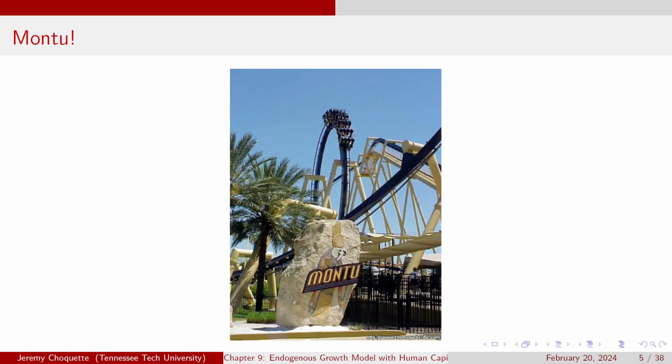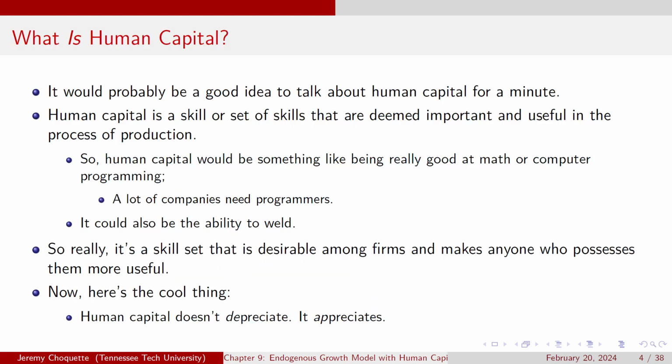Now, we can only hope that they do this with Montu, but here's the interesting thing, right? These are both physical capital examples, but human capital doesn't depreciate, it appreciates. What does that mean? Well, it means instead of falling apart and no longer being useful, it continues to be useful, and its usefulness increases over time.